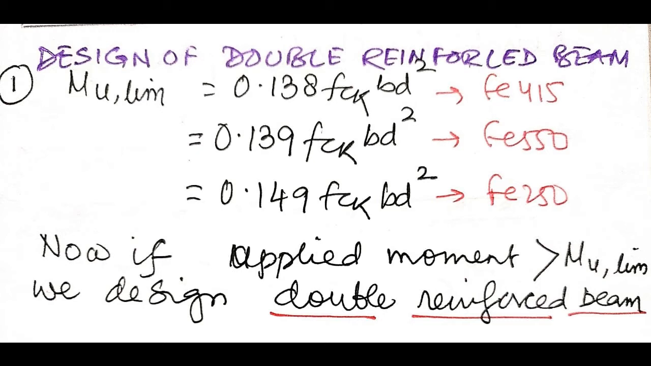So step number 1 is we have to find the limiting moment, that is Mu.lim, which is given as 0.138 fck bd square for Fe 415 steel used, 0.139 fck bd square for Fe 550 steel used, 0.149 fck bd square for Fe 250 steel used, where b is the width and d is the effective depth of the beam. Now, if the applied moment on the beam is more than this Mu.lim value, then we go for a doubly reinforced beam.